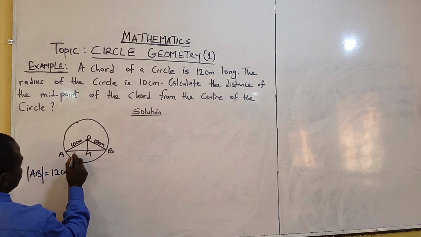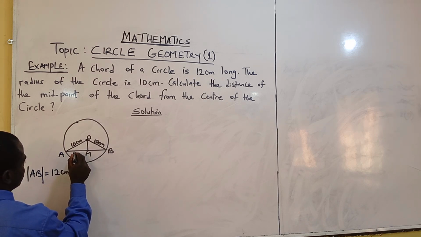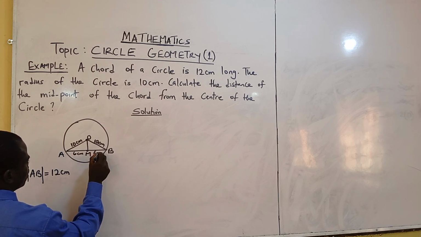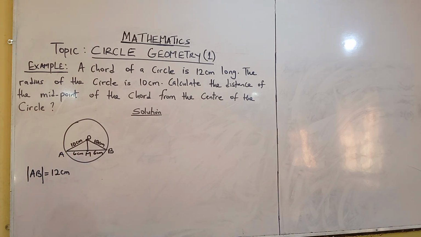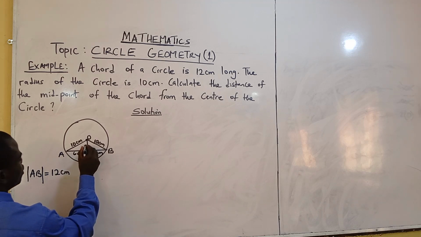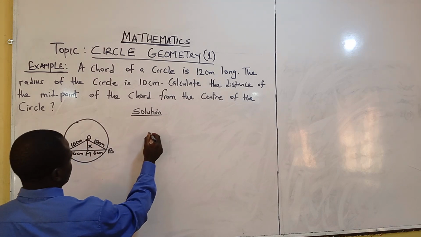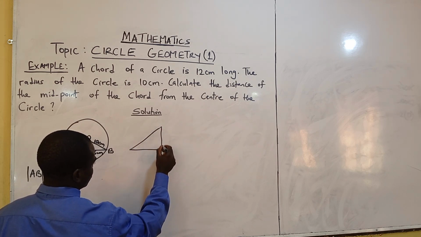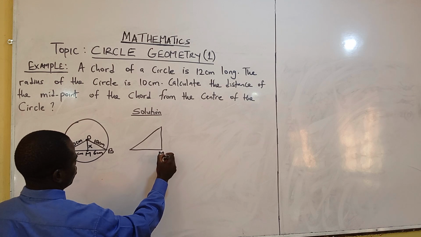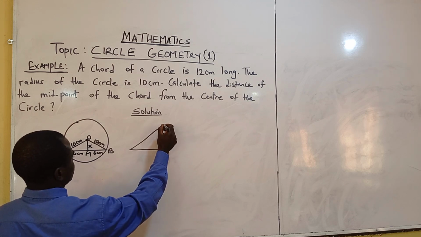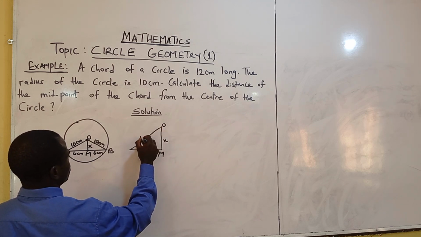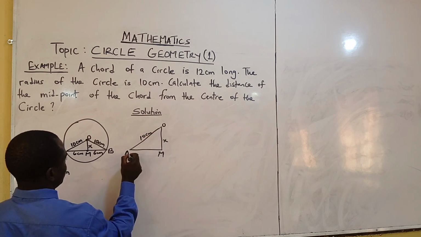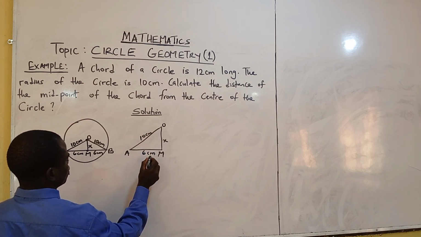And the midpoint, if from A to B is 12, A to M will be 6 centimeter. Is that clear? Now what you are looking for is line OM. Let's take it to be X. Let's bring one of the triangles out. M, X, O, 10 centimeter, A, 6 centimeter.